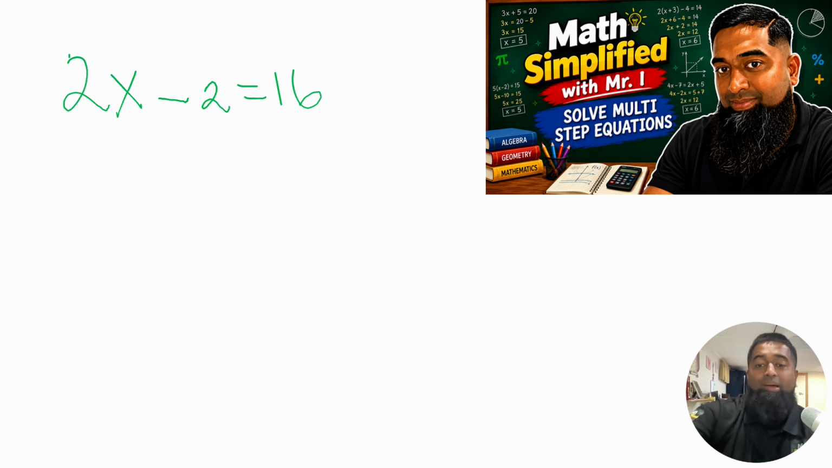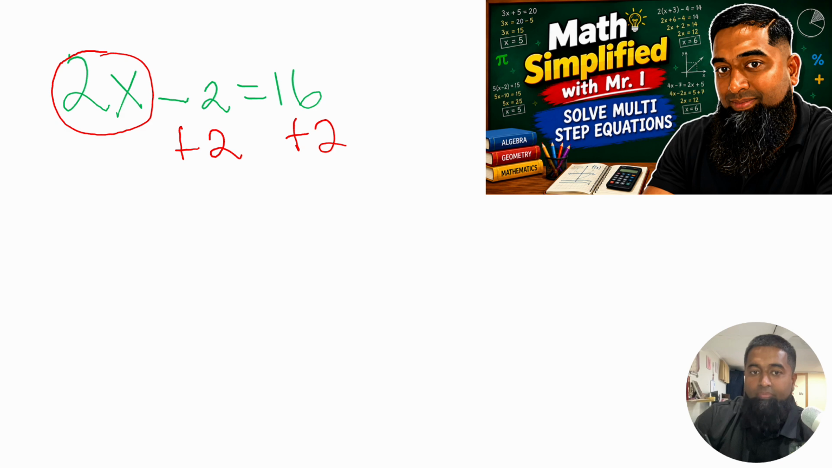So the first thing that we want to do, okay, I'm going to change this to red just so we have a different color as you see what's going on. First, I don't tackle what's with the x. I leave that alone. I look at something away from it so I can isolate it. If we have a negative 2, I'm going to add 2 to both sides, okay? And that's going to give me, this is gone, right? This is going to be 2x. This is going to be 18.